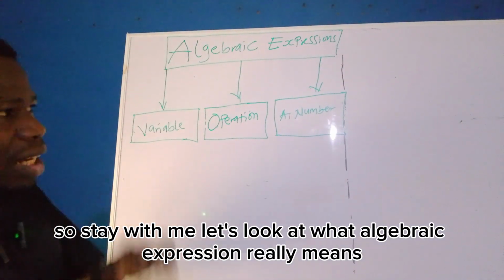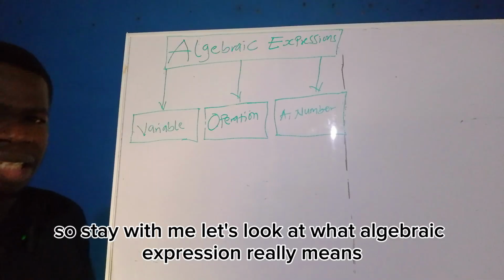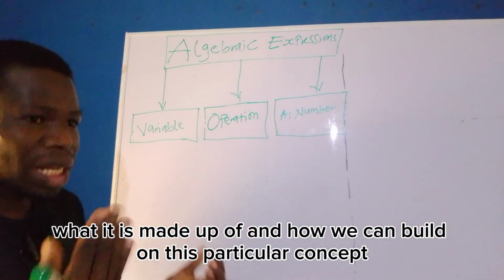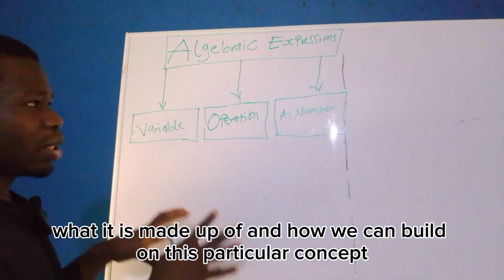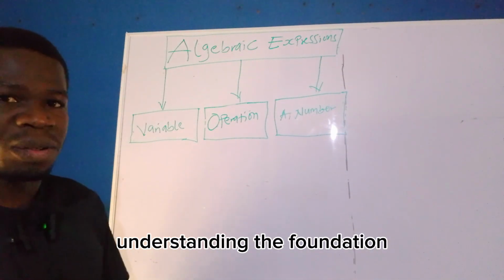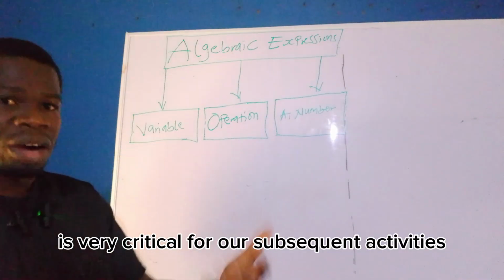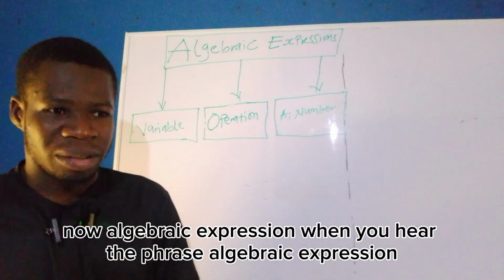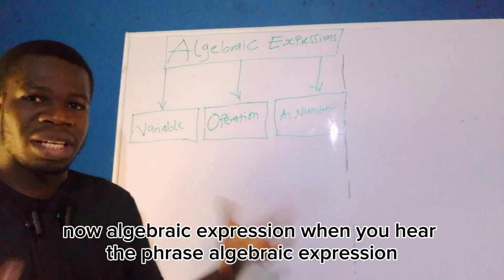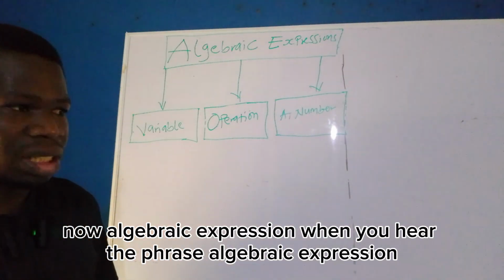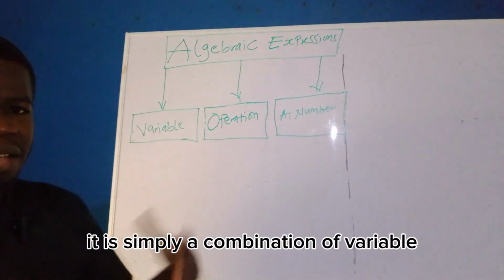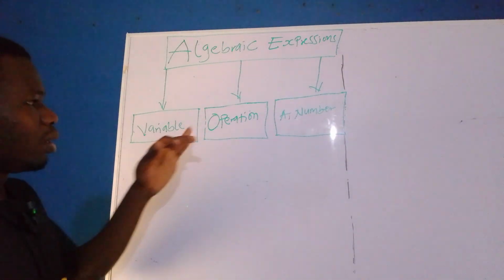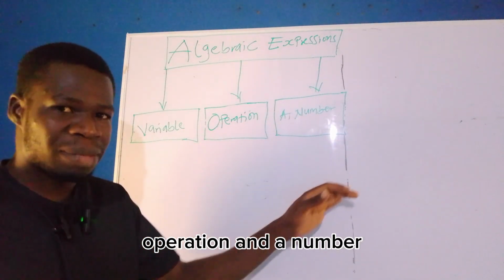So stay with me. Let's look at what algebraic expression really means, what it is made up of, and how we can build on this particular concept. Understanding the foundation is very critical for our subsequent activities. Now, algebraic expression. When you hear the phrase algebraic expression, it is simply a combination of variable, operation, and a number.